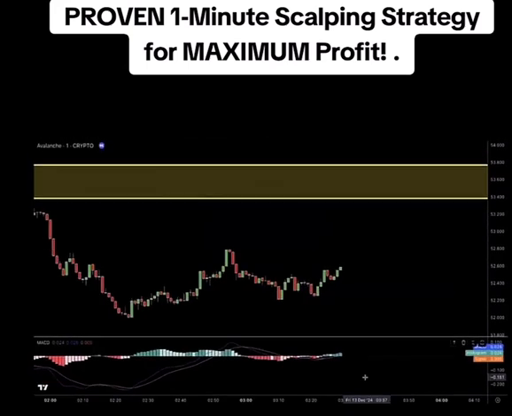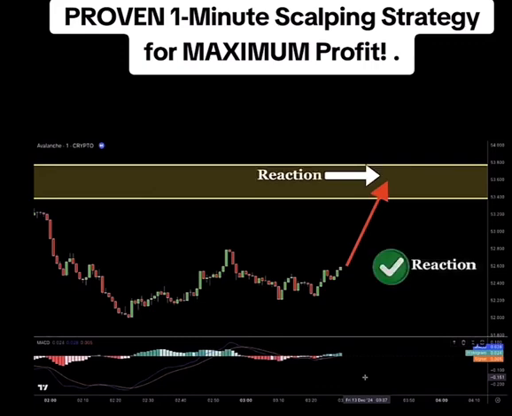Now, let's move to the 1-minute chart, where the 15-minute supply zone is plotted. Here, we're waiting for the market to approach this zone and observing how it reacts. Here's what happens.